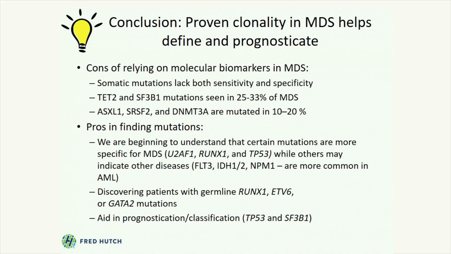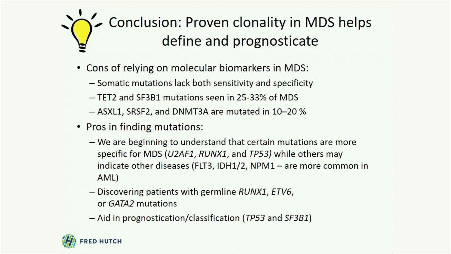So our conclusion for this section is that proven clonality in MDS can help define and prognosticate. The cons of relying on molecular biomarkers to define your MDS is that somatic mutations lack both sensitivity and specificity for any one entity. TET2 and SF3B1 are seen in about 25 to 33% of MDS only. ASXL1, SRSF2, and DNMT3A are in about 10 to 20%.